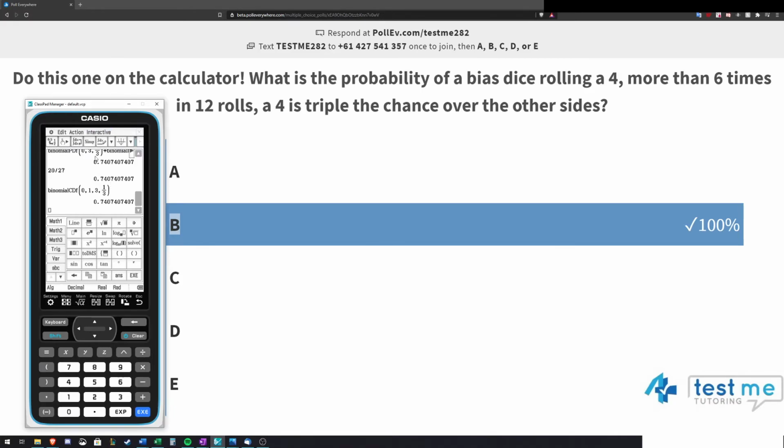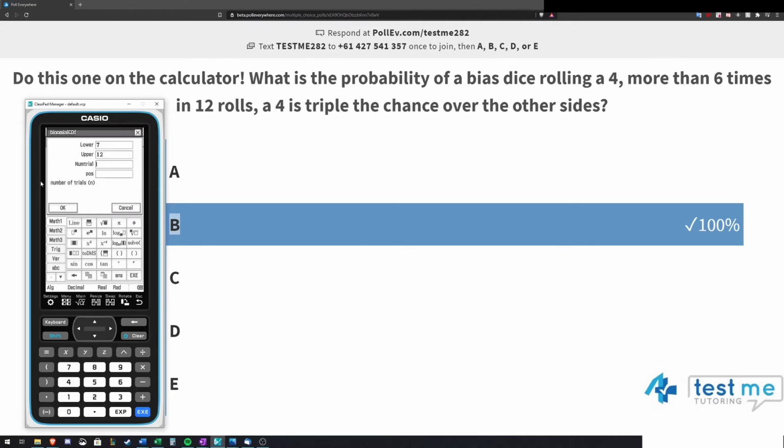So we go interactive, CDF. I don't know what it is on the TI Inspire, I'm sorry. What's the probability of more than 6 in 12 rolls? So anything more than 6. So that's from 7 to 12. It's not 6 or more, and this is also an important bit here. It's more than 6, so it does not include 6.